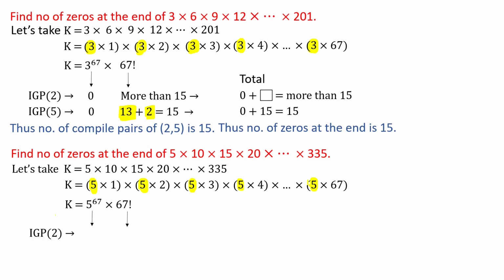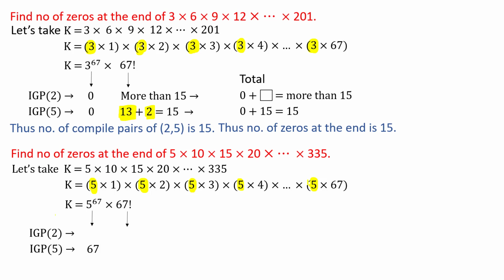Now we want to find the number of zeros at the end of the given expression, which means we want to find the IGP of 10. To find the IGP of 10 we want to find the IGP of 2 and then the IGP of 5. So first of all, let's find the IGP of 5.